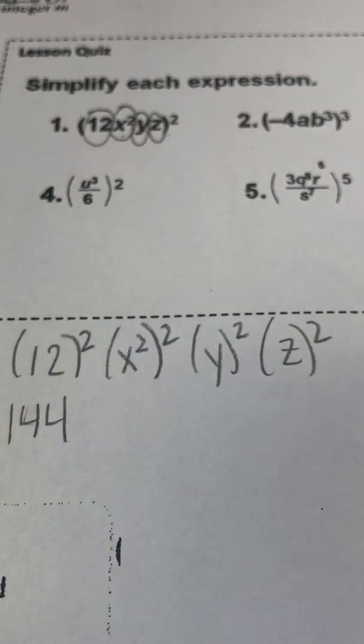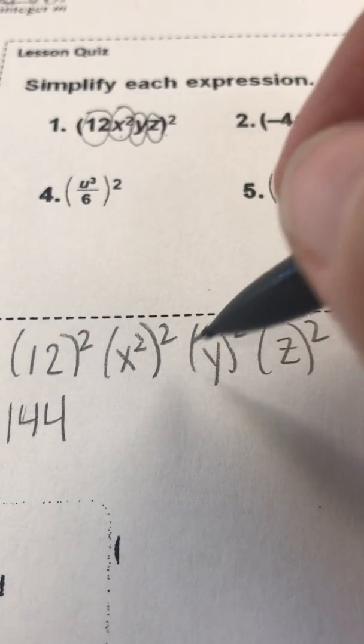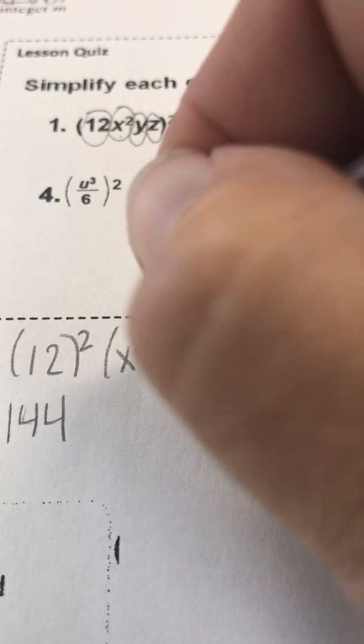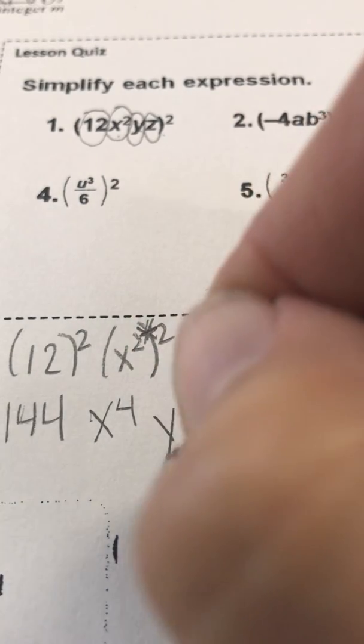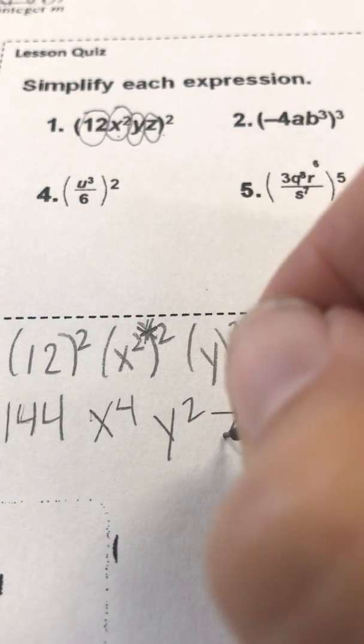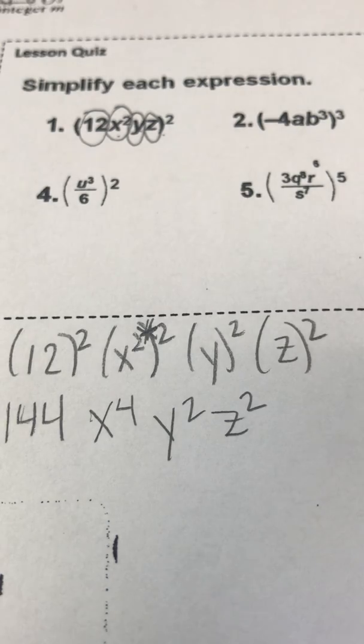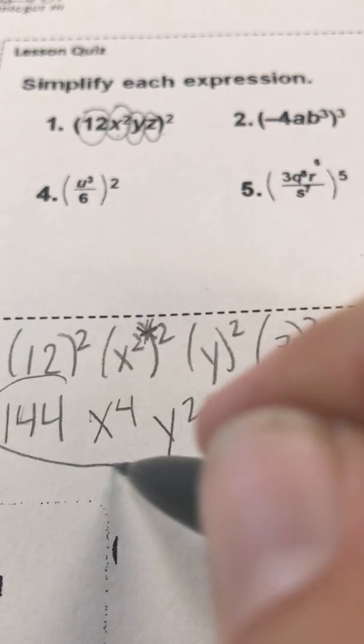144. X squared to the second power, power to a power, so you're going to multiply those. Make sure you're showing your work. And you get x to the fourth power. And y to the second power is simply y to the second power, and z to the second power is simply z to the second power. And there you go. That is your answer right there.